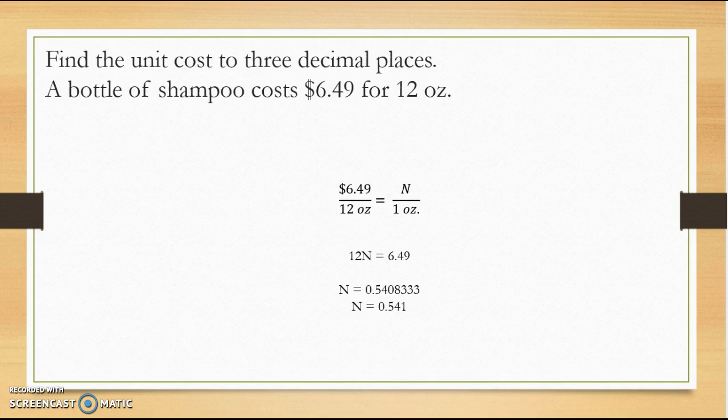And then we're just going to cross multiply. So 12n equals $6.49. We divide both sides by 12, and you see we get a really long decimal. Make sure when you're taking your final that you read the question carefully, because in this case it says rounding it to the nearest 3 decimal places. So we would round that to 0.541.